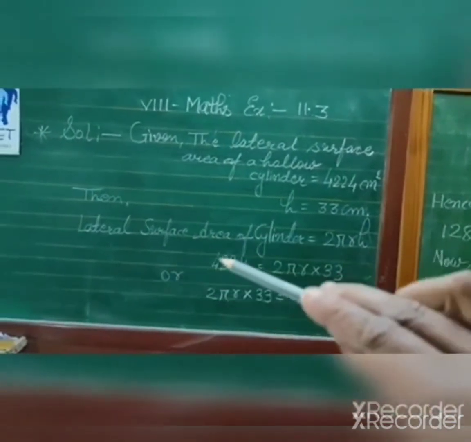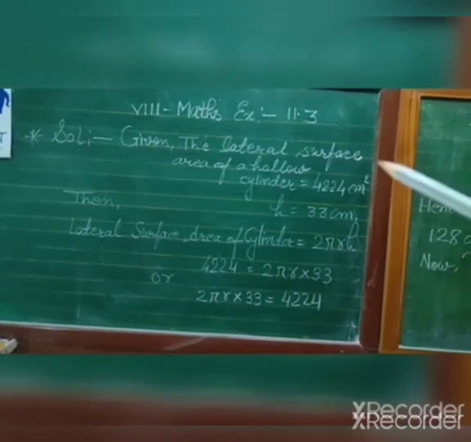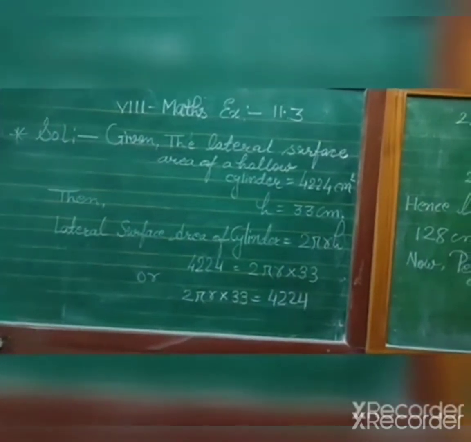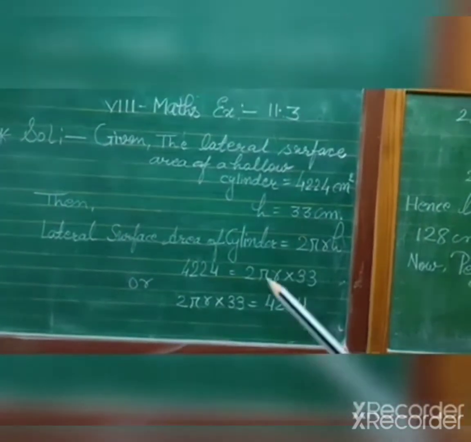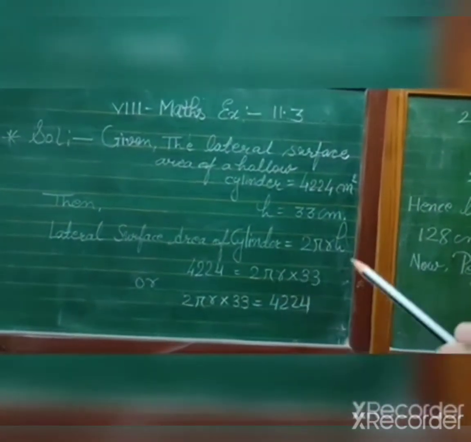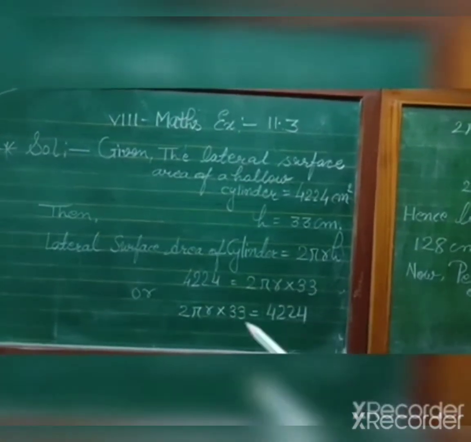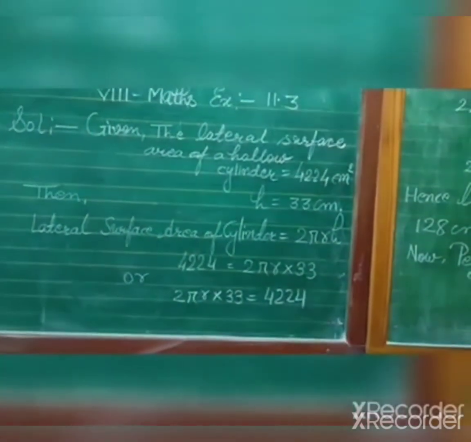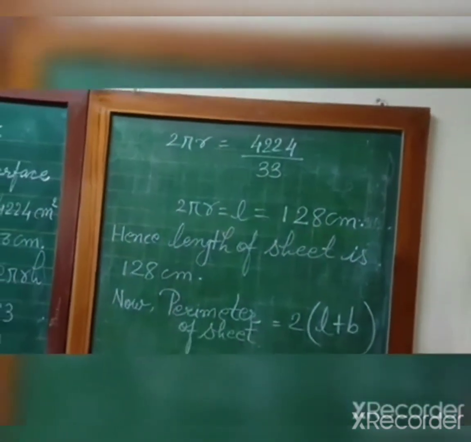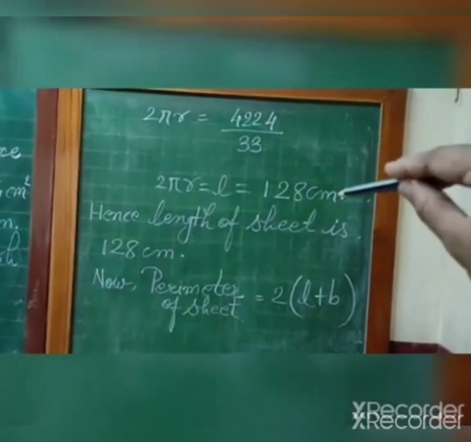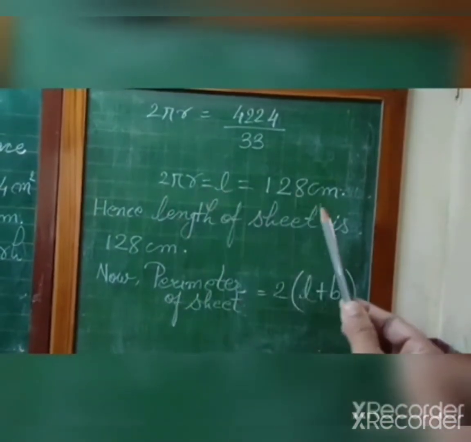Now apply the formula. Lateral surface area of cylinder is equal to 2 pi rh. We have to calculate the value of 2 pi r because in the rectangular sheet l is equal to 2 pi r. So 4224 is equal to 2 pi r into 33, because 2 pi r is the length of rectangular sheet. So 2 pi r is equal to 4224 upon 33. When you will solve this, you will get 128 centimeter. So 2 pi r is equal to l is equal to 128 centimeter.